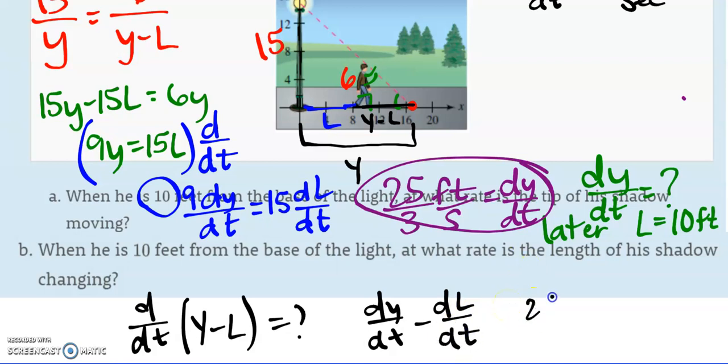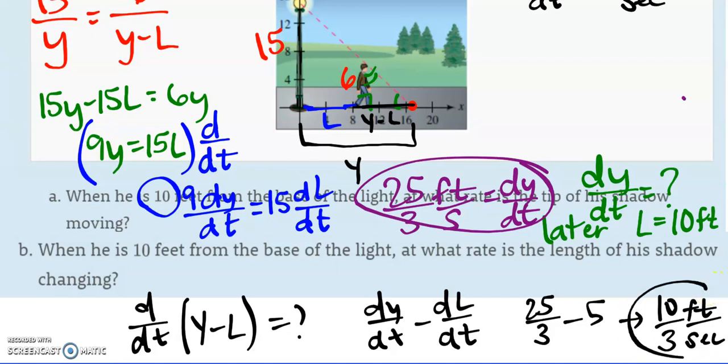dy dt, I just found out, was 25 thirds. dl dt, Mr. Lakin walking, was 5. So putting that together, 25 thirds minus 5 ends up being 10 thirds, and that's going to be in feet per second. Okay, again, there's a lot of different ways to do that one.